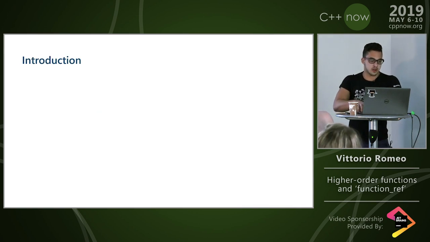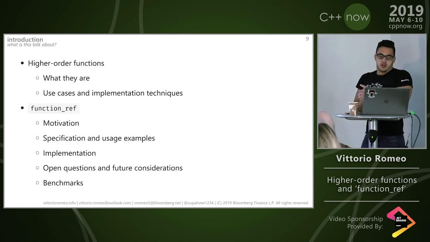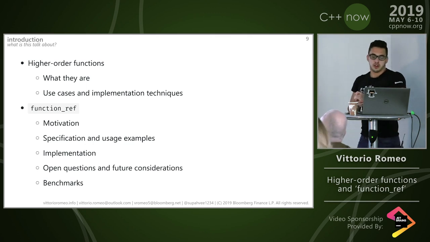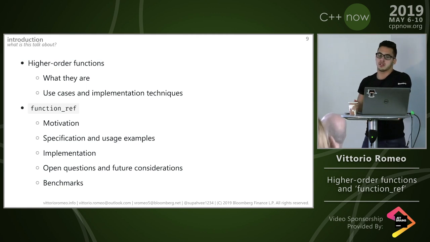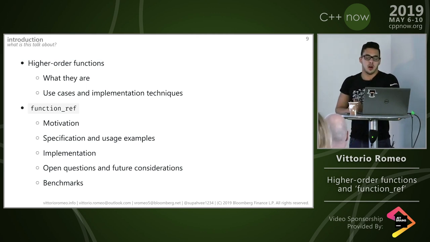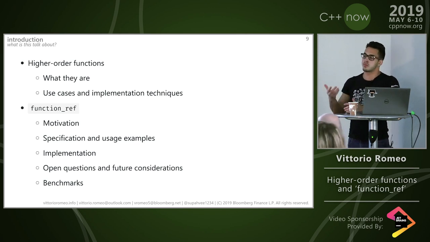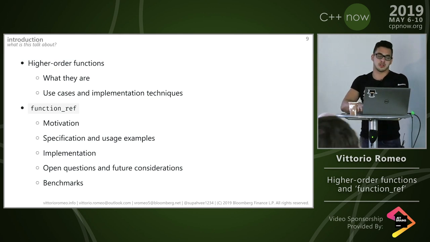Okay, so what are we going to talk about today? We're going to start with an introduction about higher order functions, what they are, and how we can use them in our code, and how we can implement them. And the second half of the talk will be about function_ref, which is a proposal that is in flight for C++20. And I'm going to tell you about why this exists, how it is specified, how we can use it. We're going to see an implementation, and then I'm also going to cover a little bit of open questions, a little bit of problems, and I would like your input on that. And finally, we're going to see some benchmark of this thing against std::function and other things.